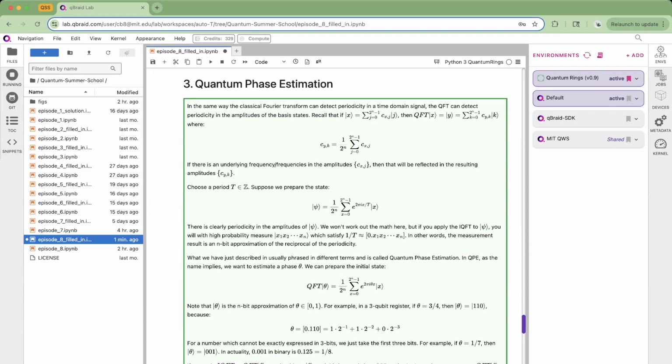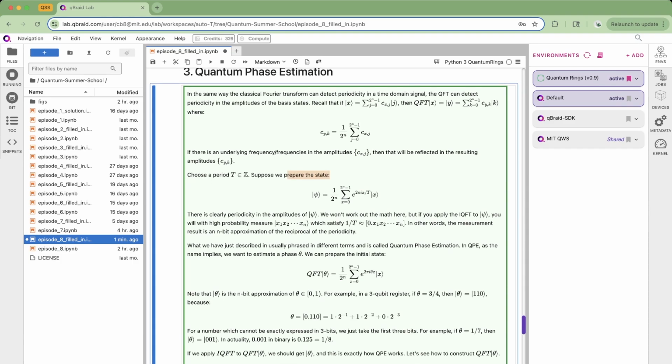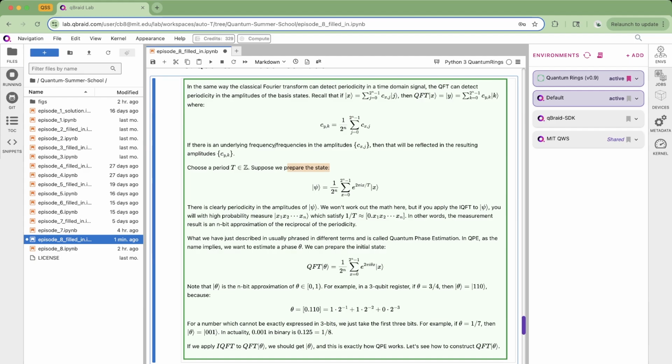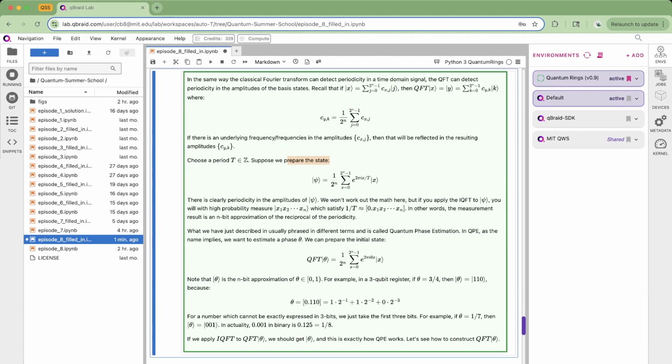QFT. So one way that we could think about this is if we chose a period t, and we could prepare this state where we have the coefficients in front of the basis states being e to the 2 pi i x over t, where x is ranging from 0 to 2 to the n minus 1. Remember, these are like our spokes on the wheel, where we have t different vectors. And we can see that there's some periodicity here because it's rotating around. Basically, I'm not going to work out the math here. If you're interested in it, you should definitely look it up.